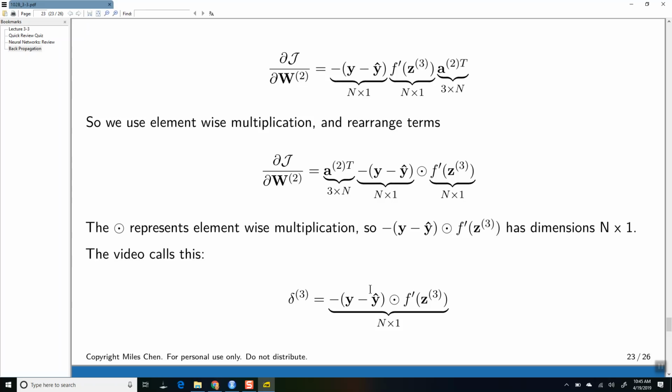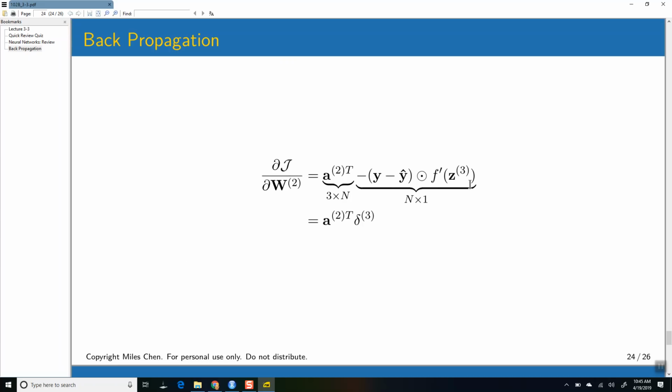In the Welch Labs video, he calls this whole thing, the negative of y minus y hat, element-wise multiplied by f prime of z3, delta 3. And so we get our A matrix transpose times delta 3. A is n by 3, but transposed it's 3 by n, multiplied by n by 1. This results in a 3 by 1 matrix, which is exactly what we want.